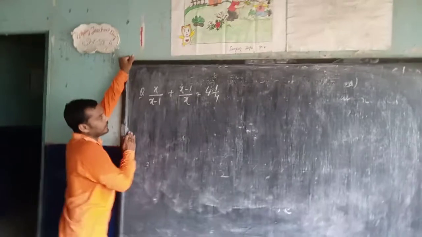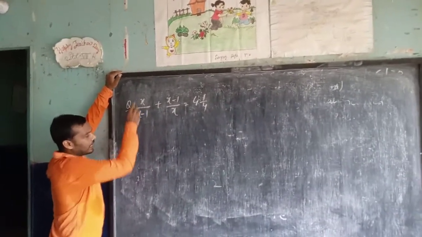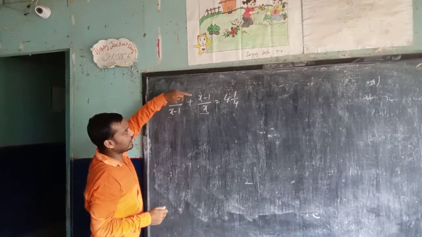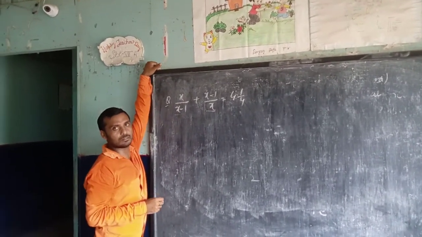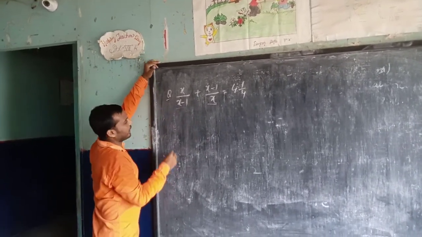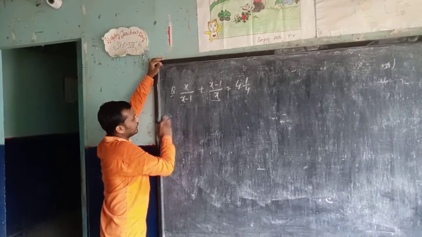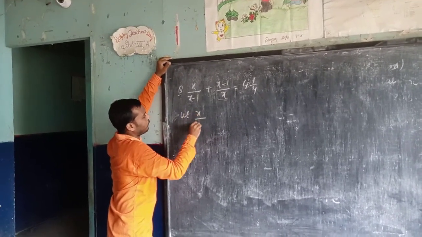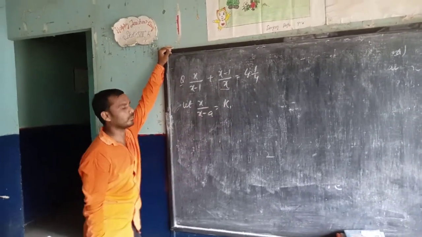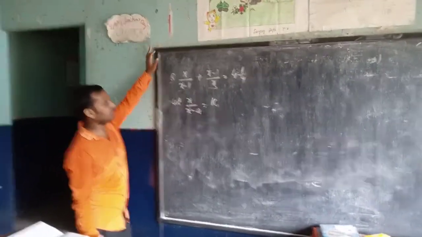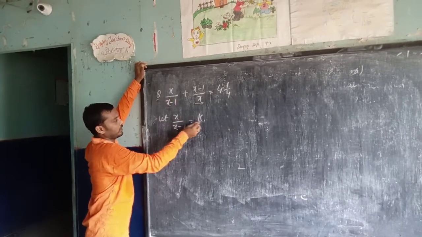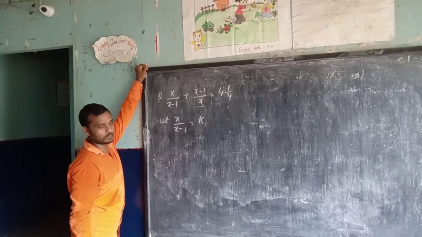For this question, student, just see the values are the same for both, but one is in the denominator and the second one is in the numerator. For such type of things, we can let x by x minus 1 be equal to k. We have taken this value as k.